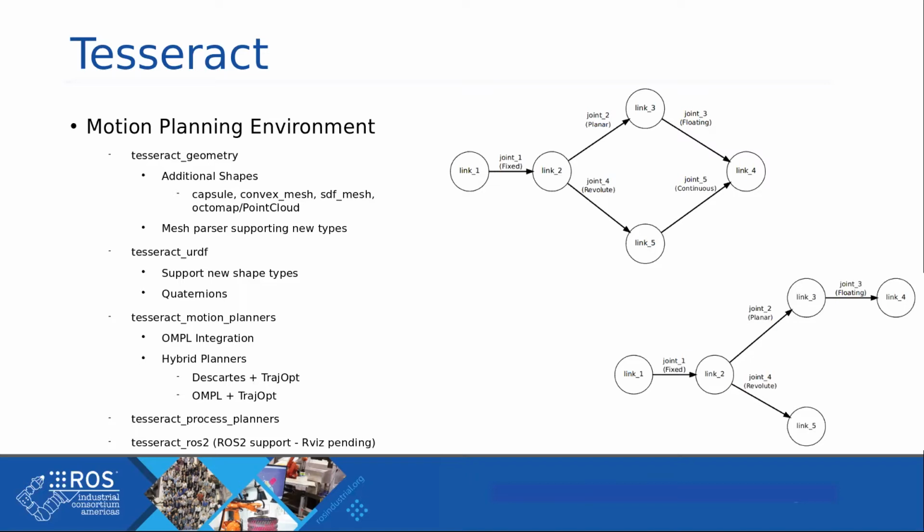And then we've been focusing on the motion planning. We have OMPL fully integrated into the motion planners, and we've also created hybrid planners that leverage Descartes for Cartesian toolpath generation, plus TrajOpt to handle more complex constraints and costs. And then for free space motion, we leverage OMPL plus TrajOpt.